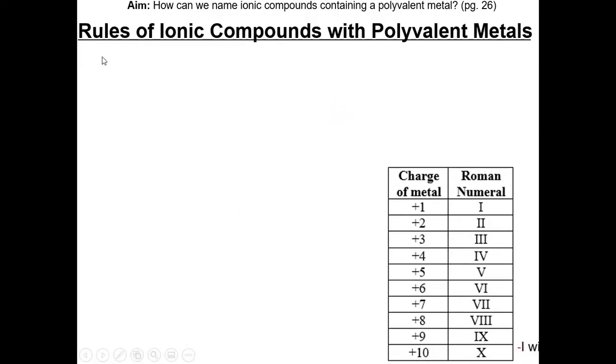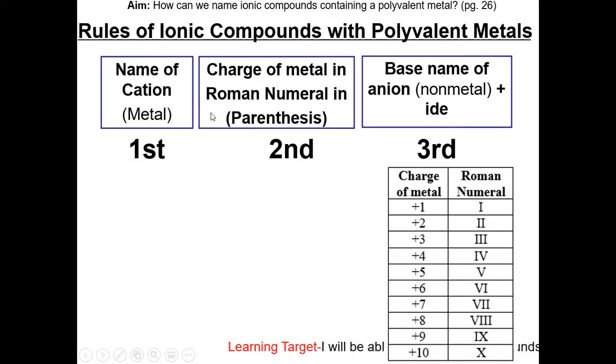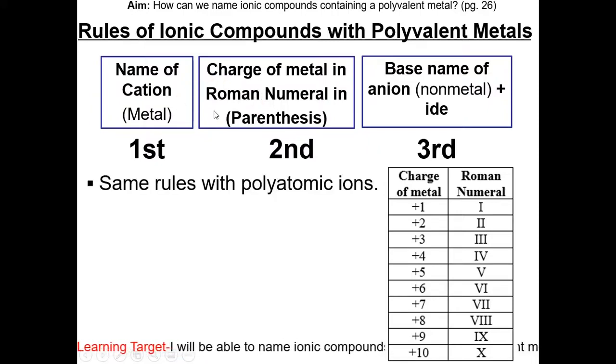Now we are going to go over the rules of naming ionic compounds with polyvalent metals. As we discussed in the motivation, we need an additional rule. The additional rule is using Roman numerals to indicate the charge of the metal. This was the rule you learned last time. We're now going to add the Roman numeral. The Roman numeral is in parentheses and it goes after the metal. The rules for polyatomic ions will stay the same.